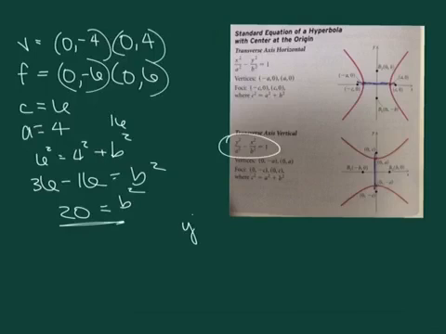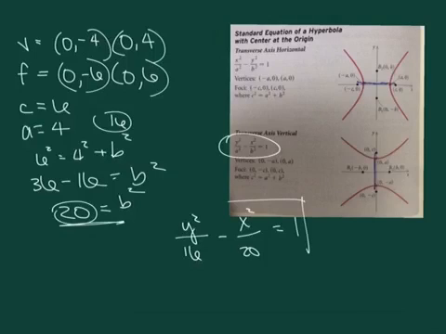So we have y² over a², and a is 4, so a² is 16, minus x² over b², which is 20, equals 1. And that's the answer for that. We had to find a and we had to find b. That's all we need to do to find the answer here. But since they gave us c and we didn't know b, we had to use c² equals a² plus b² in order to find b, so we could put it there. Remember, this is b², and this is a².